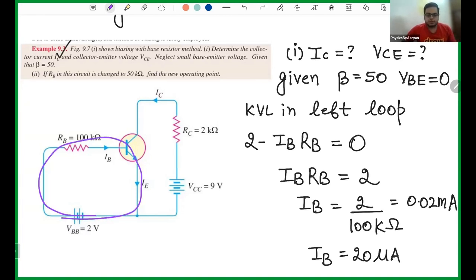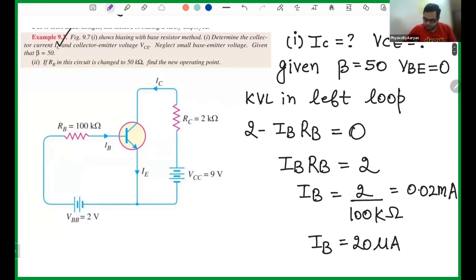So I can use my closed loop rules. First I will begin in this direction. I am seeing the negative side, so when I'm seeing the negative side, I have to put plus. So now I'm putting plus 2. Then I move in this direction, go in this direction, go in this direction.